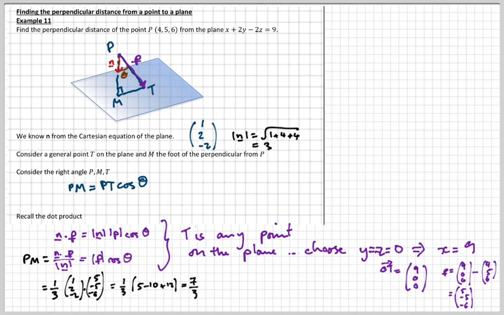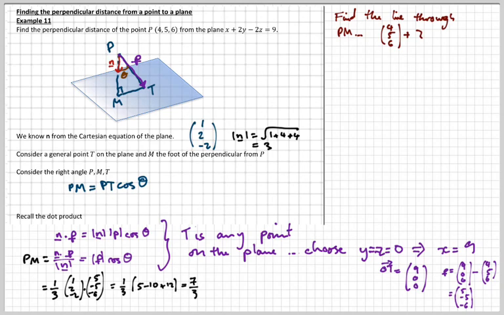So let's try those now. I'm going to stick on the same page because then I can use the same diagram, but you might want to turn to the next page if you don't have any more space. So the next question, example 12, is find the line through PM.